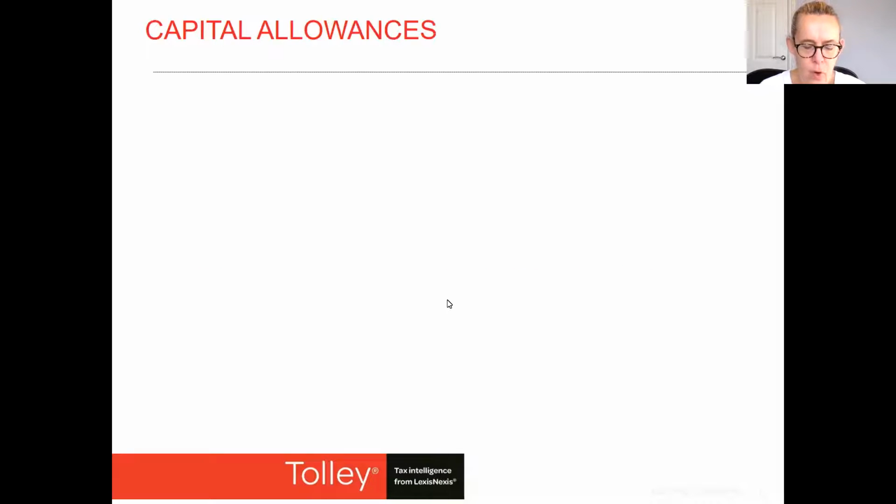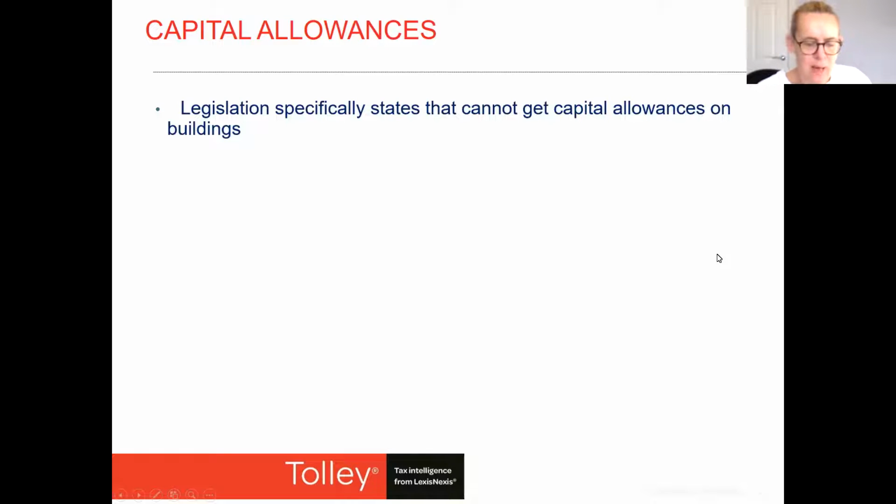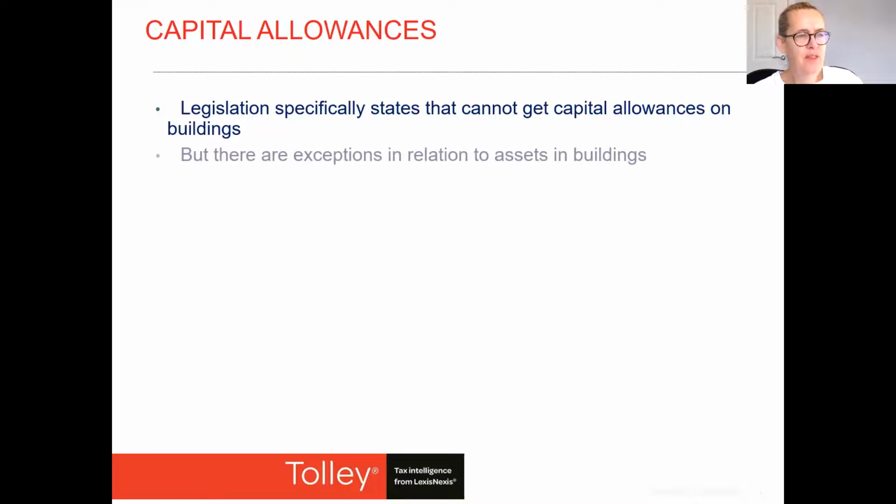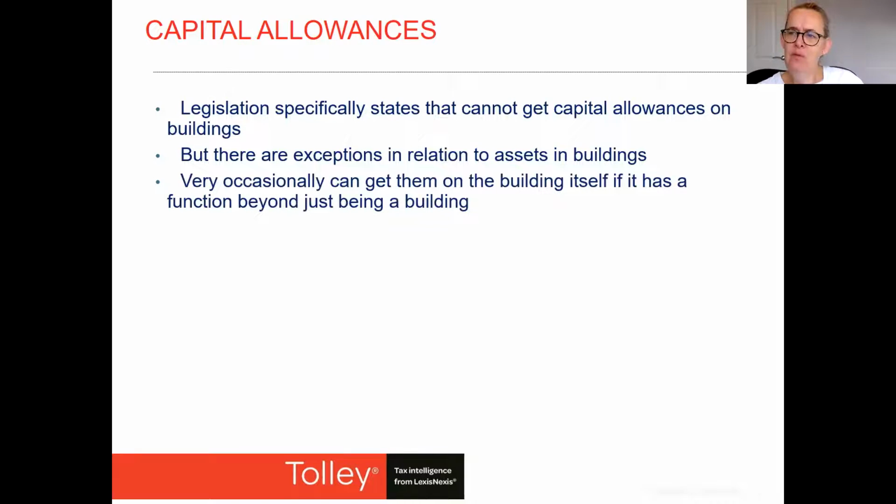Okay, so we then move on to talk about capital allowances. Now, the capital allowances legislation specifically states that you cannot get capital allowances on buildings. But then there are exceptions in relation to assets within buildings. So we're going to talk in a moment about the integral features regime. Now, you can very, very occasionally get capital allowances on the building itself, where it has a function beyond just being a building.